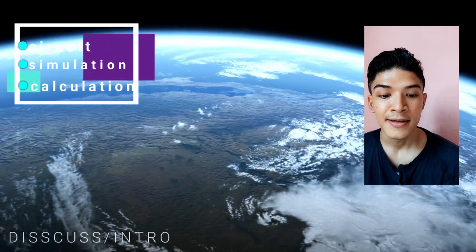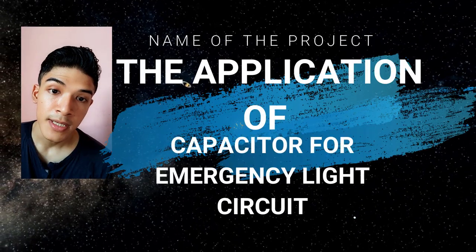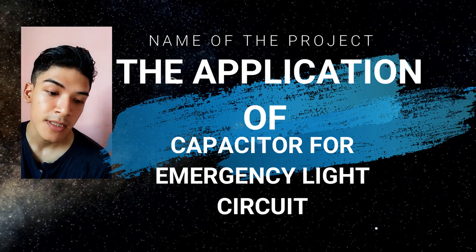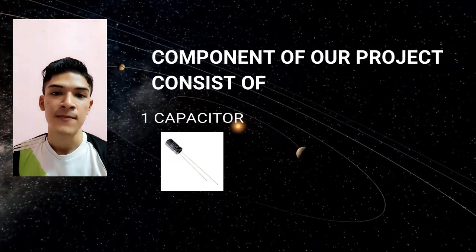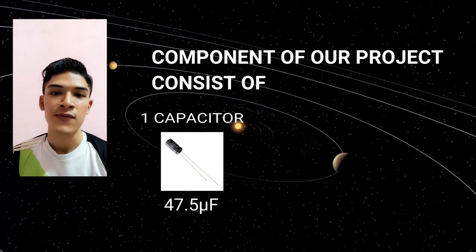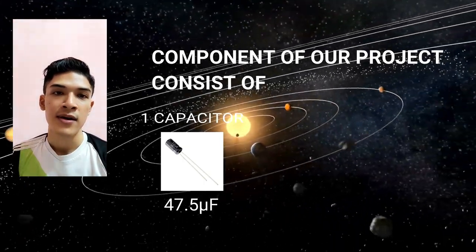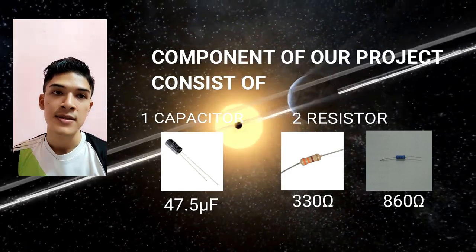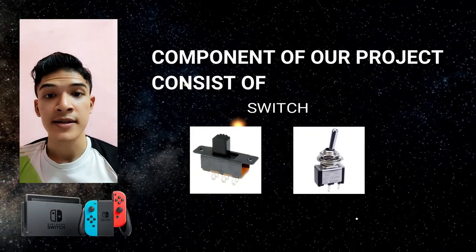Today our group will discuss and introduce the circuit simulation and calculation of our work assignment. Our project is about the application of a capacitor for an emergency light circuit. The components in our project are one 4.75 microfarad capacitor and two resistors, one of 330 ohms and another of 860 ohms. We also add a switch.